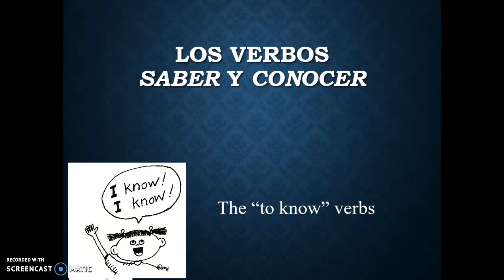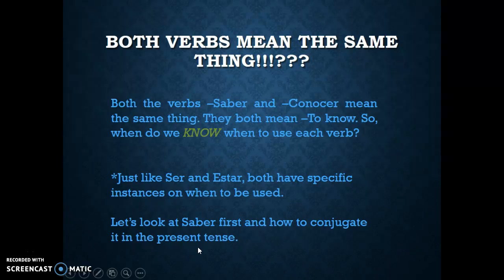Ok, clase, para este video vamos a hablar sobre los verbos saber y conocer, aka the to know verbs. And I know what you're thinking. Both verbs mean the same thing. They do. Both the verbs saber and conocer mean the same thing. They both mean to know. So, when do we know? See what I did there? When do we know when to use each verb?